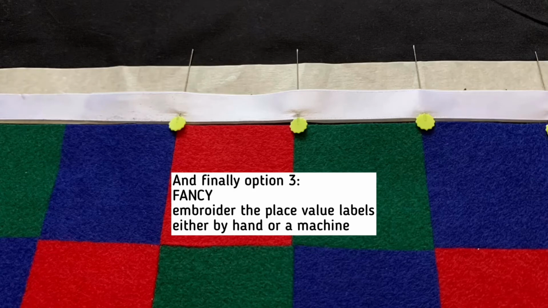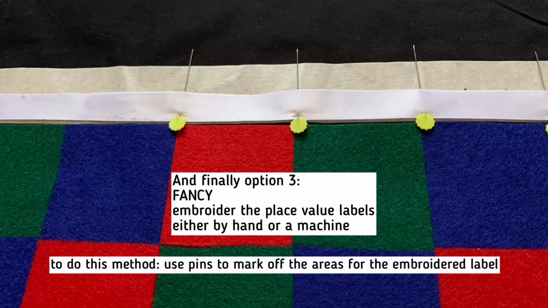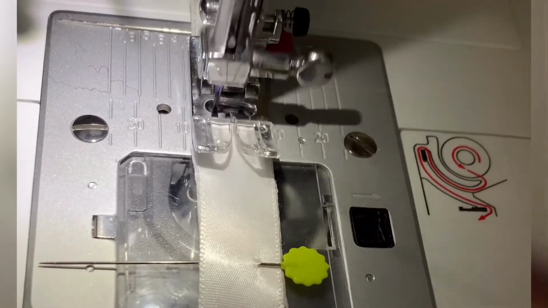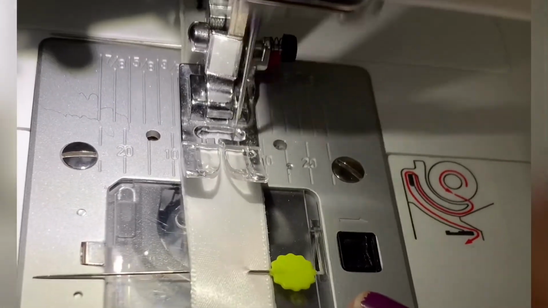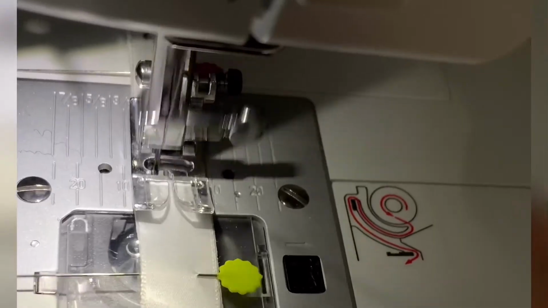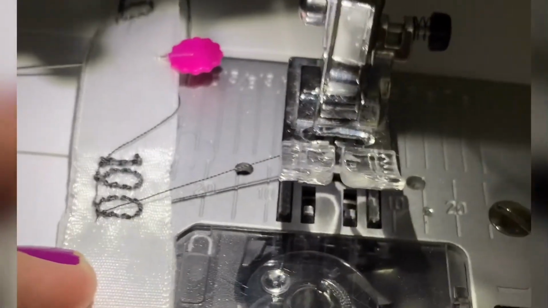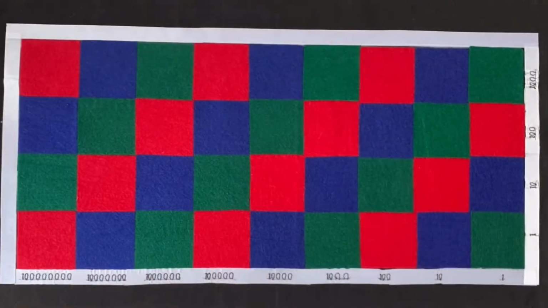Now we're moving on to option number 3, which gets a little fancy. My sewing machine can do a little embroidery, so I embroidered the place values, but you can probably do this by hand if you have the patience. I used the pins to mark off each of the areas. It was a little tedious, but I like the end result.